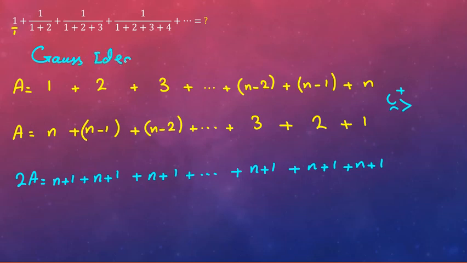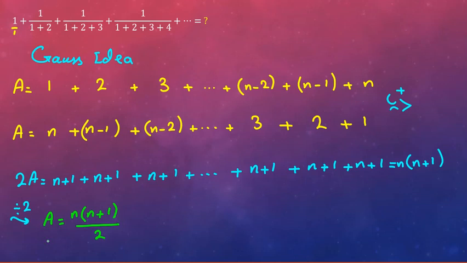Okay, so let's work on that. How many n plus 1 are there? n times n plus 1. If we divide both sides by 2, let's see what we reach. We can see that a equals n times n plus 1 over 2.